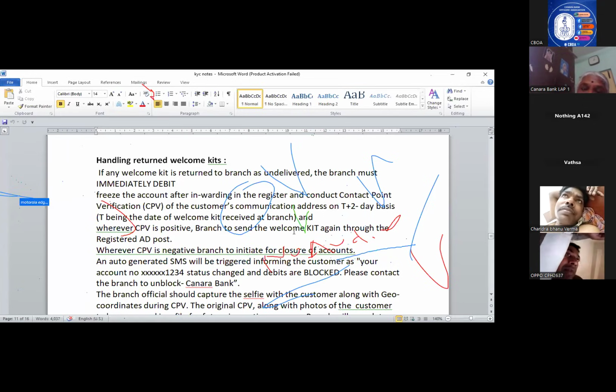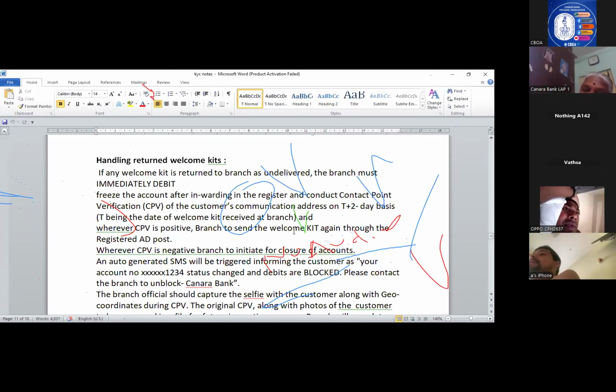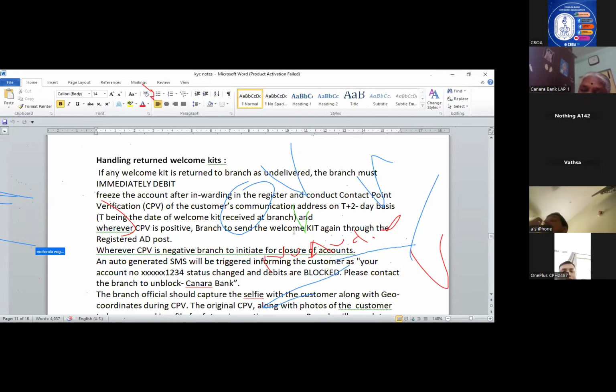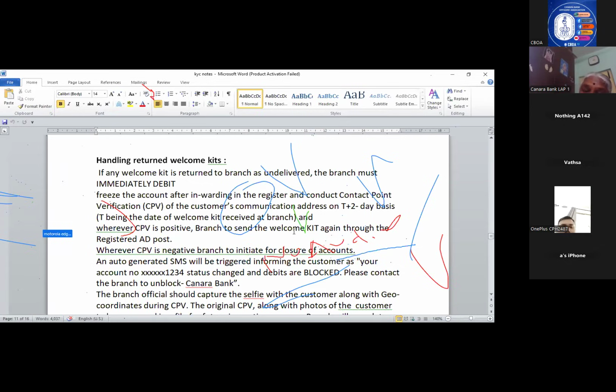But what the policy says is, whenever the letter is returned, we should immediately freeze the account. Then we have to go to the customer's place and do contact point verification within 2 days. Once the contact point verification is positive and everything is there, and the letter has been returned without any reason, the customer is very much available there.